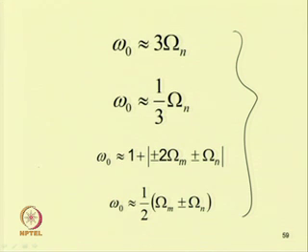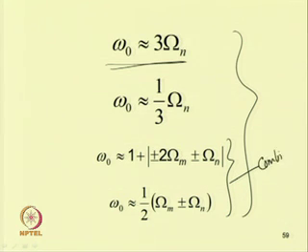From the previous equation one can see the resonance will happen when omega 0 is nearly equal to 3 omega n, similarly omega 0 nearly equal to 1/3 omega n. Similarly, one can see the condition omega 0 equal to 1 plus minus 2 omega m plus minus omega n, and omega 0 nearly equal to half omega m plus minus omega n. So, these are primary resonances and these are combination resonances. As we are taking a combination of two frequencies here, this is combination resonance condition.